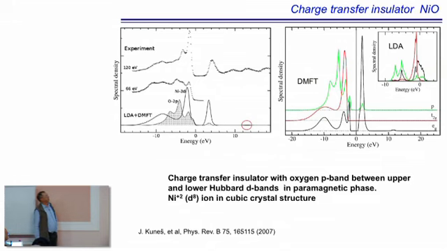That's charge transfer insulator. Alexei told about this, so I will make it short. That is the most important story when you have upper Hubbard band, lower Hubbard band, and oxygen band in between. Then you have very strong hybridization between those two substates, and that is essentially a many-electron effect. It cannot be described on the one-electron side.